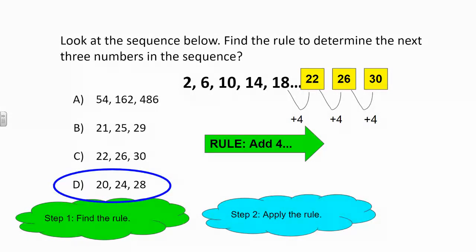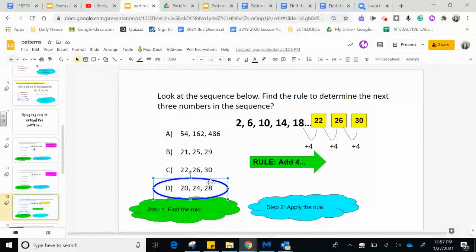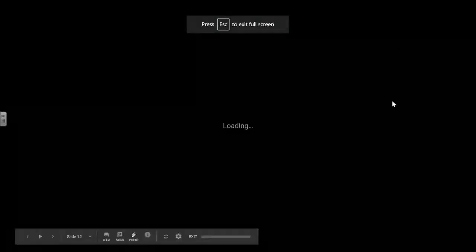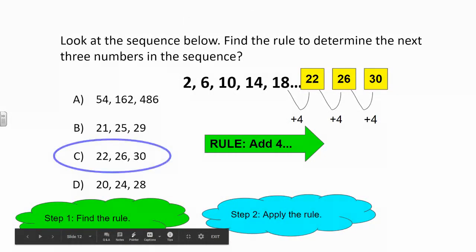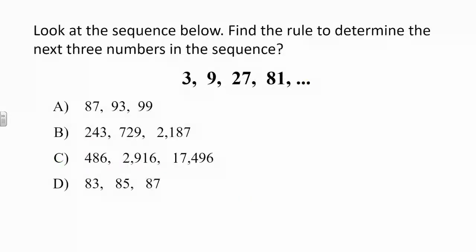Oh my goodness, that's an error on my screen. I'm totally going to fix that right now while you guys are watching. And clearly, don't choose answer choice D on that one. It is going to be answer choice C. Let me move through that again. It is going to be answer choice C that matches that, 22, 26, 30. Don't get the right answer and then choose the wrong one like I just did. All right, let's look at another one.